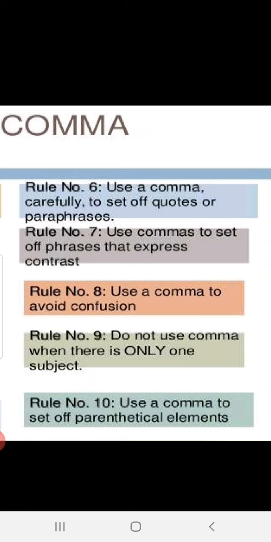Rule number 10: Use a comma to set off parenthetical elements. Parenthesis means what is written in brackets. To set off parenthetical elements means when you are writing in brackets, in case you are putting 2 or 3 elements inside the brackets, you should use a comma.